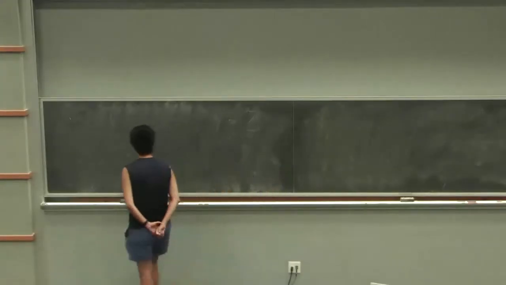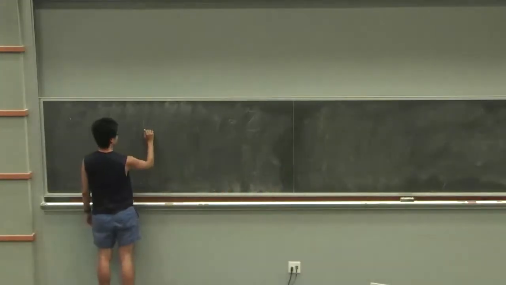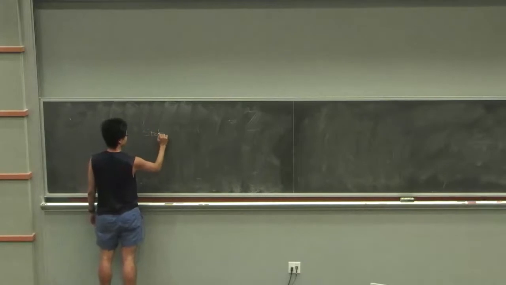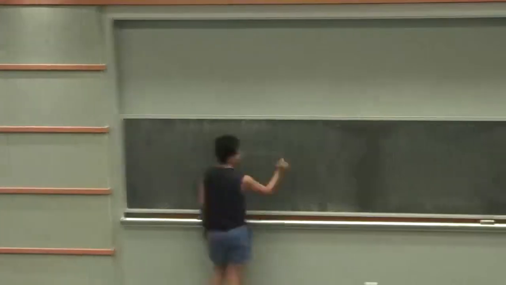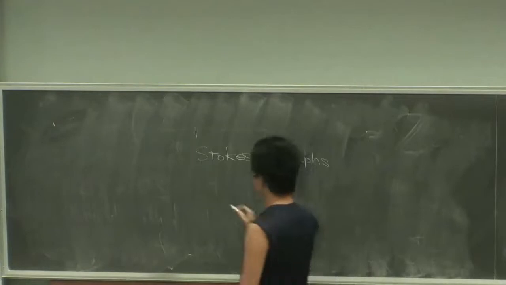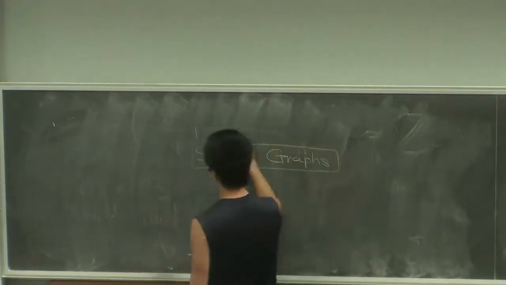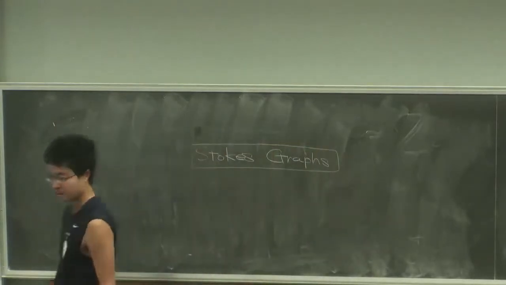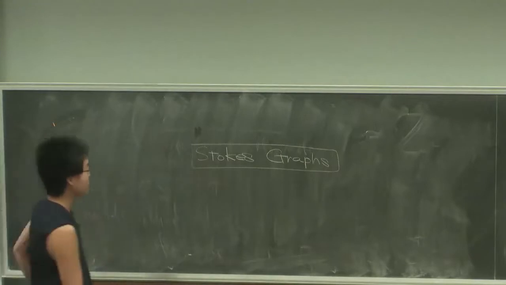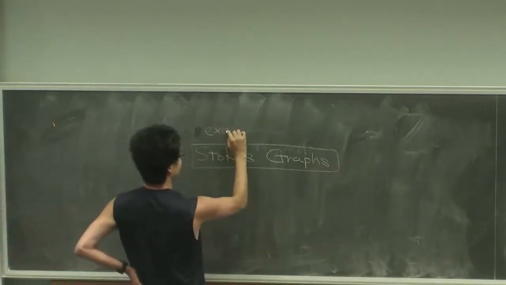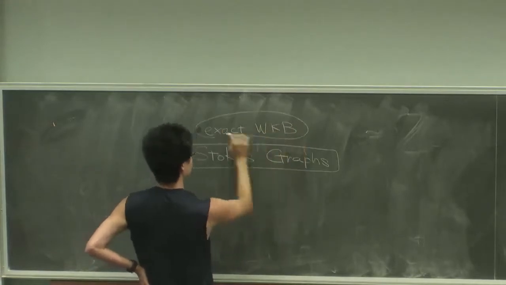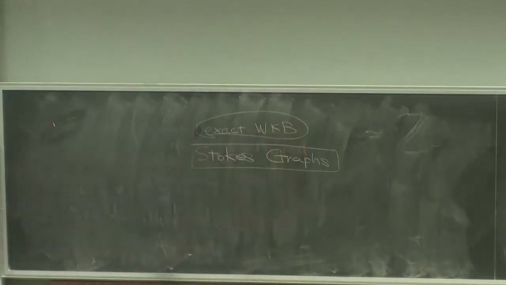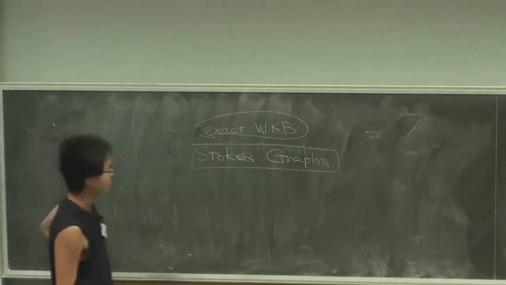So the question I'm going to discuss is the issue of Stokes graphs. In the title, I hope people in the back can see. And the Stokes graph is some graph, a combinatorial object, but defined very geometrically. And this arises in the study of the exact WKB analysis. And of course, there has been a lot of work, especially the work by Andre Voros.